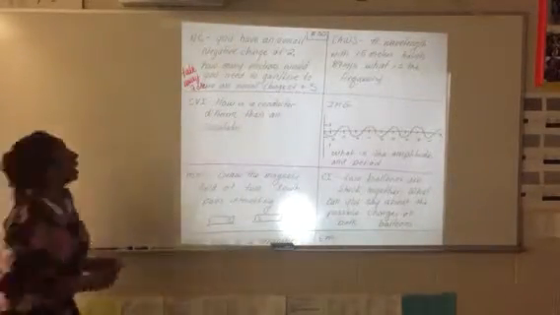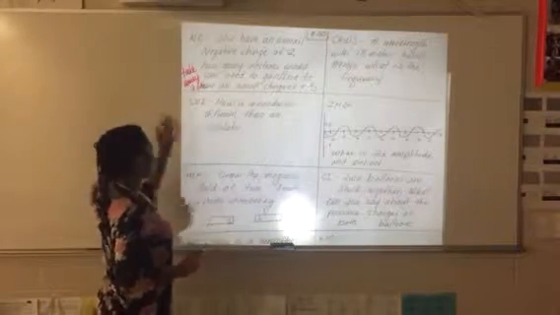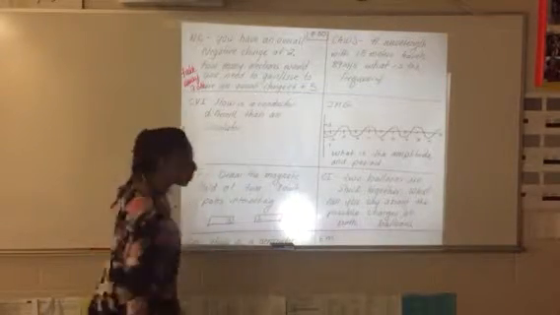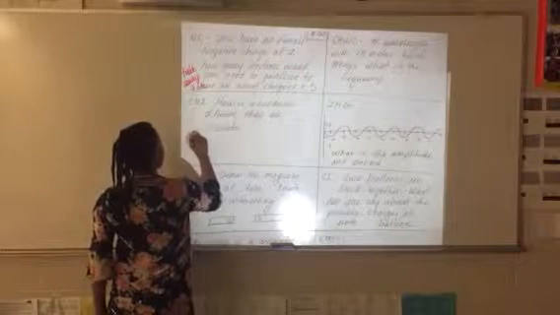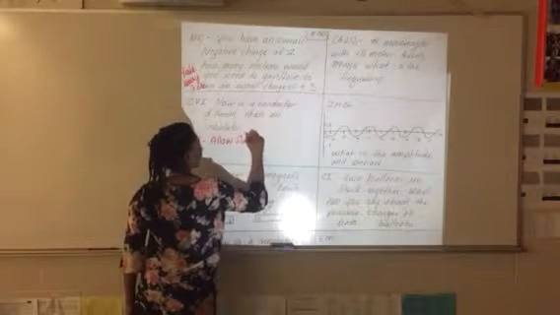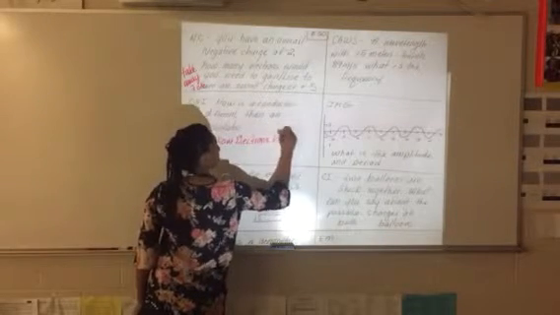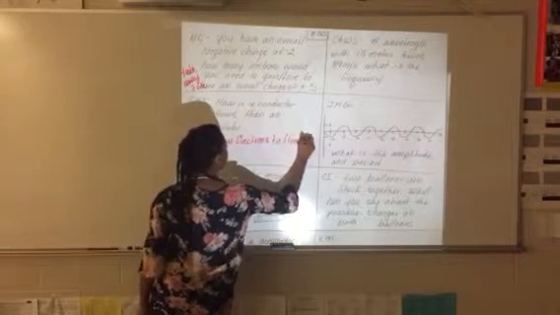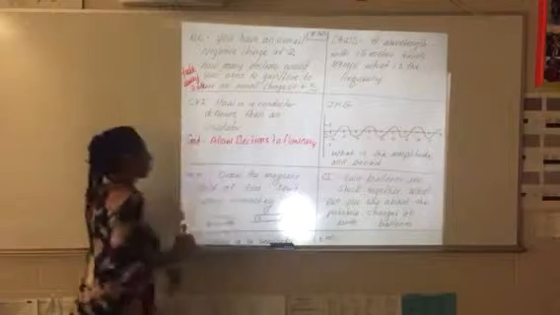Alright. So then this one, CVI. How is a conductor different from an insulator? That's simple. Conductors allow the electrons to flow. Easy. Okay, you get it.